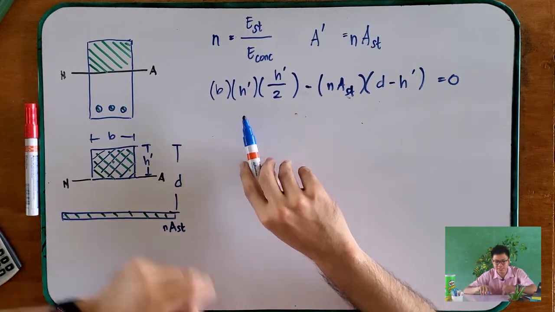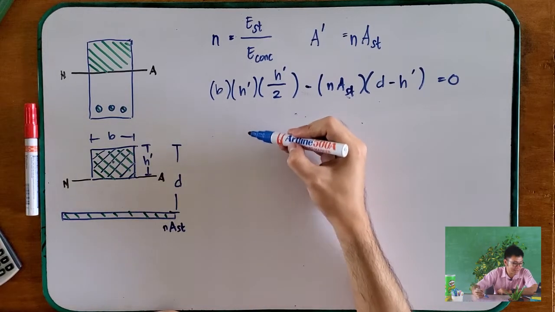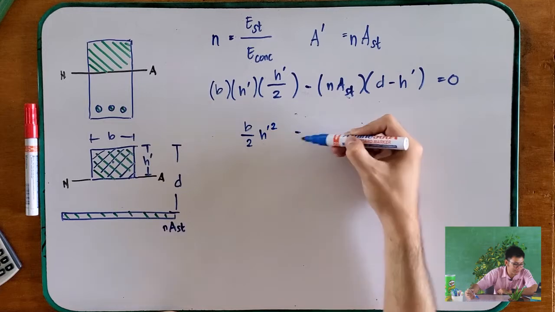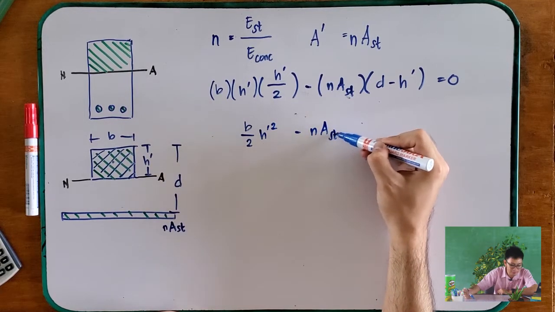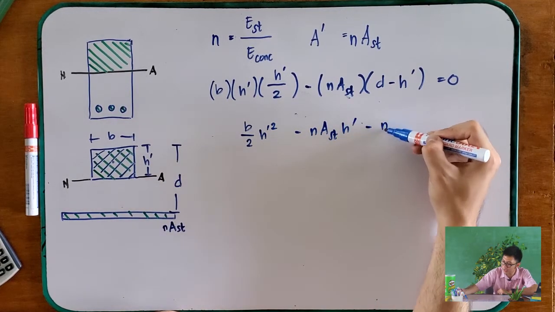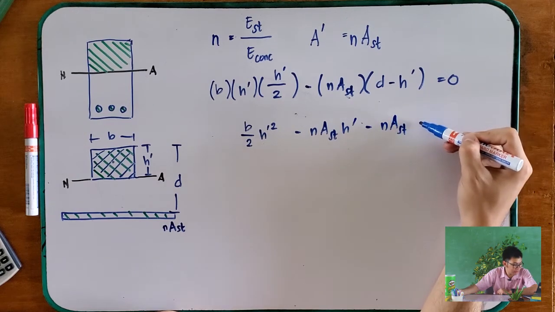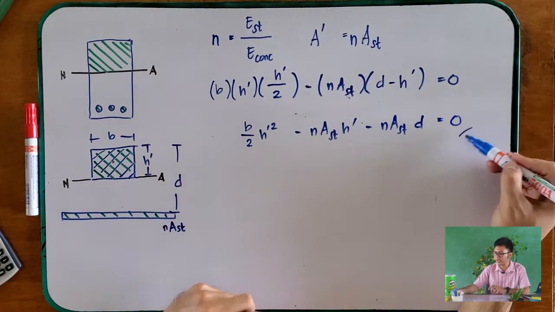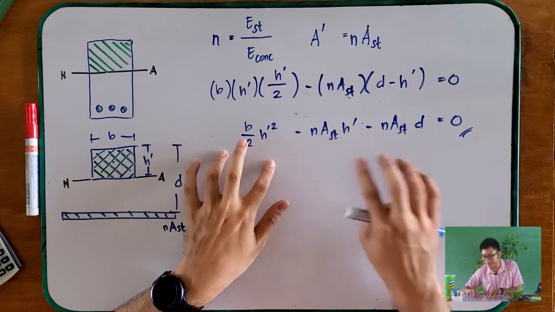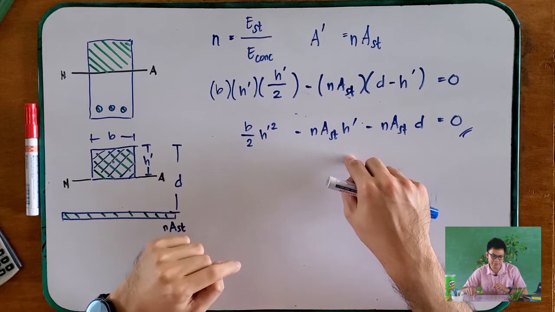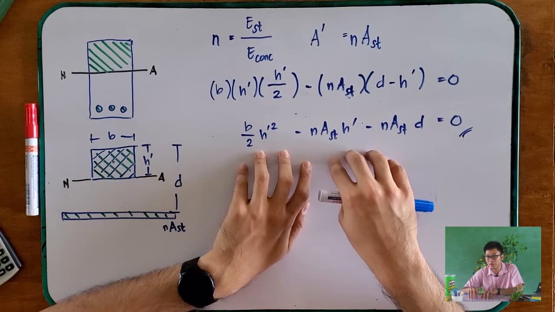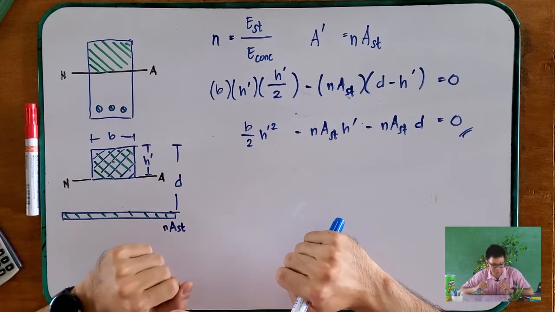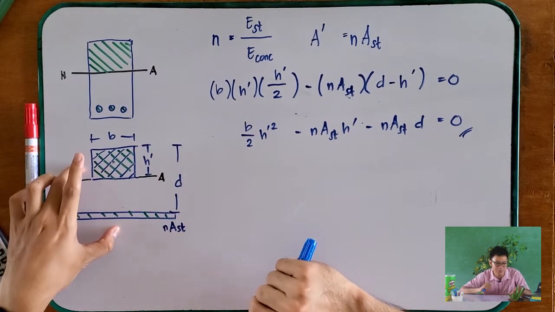And therefore, you can solve for the location of the neutral axis as b over 2 h prime squared minus nA_st h prime minus nA_st d is equal to 0. So this is the equation to get the location of your neutral axis. And by that, you can solve for c, you can solve for I, and you're good to go, since this one is now already homogeneous.